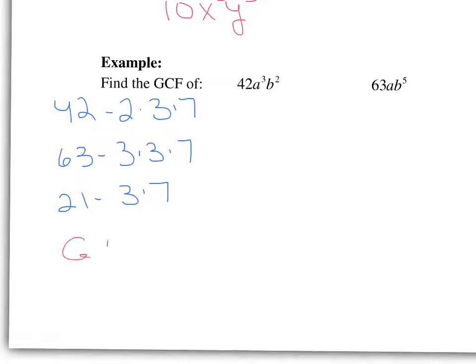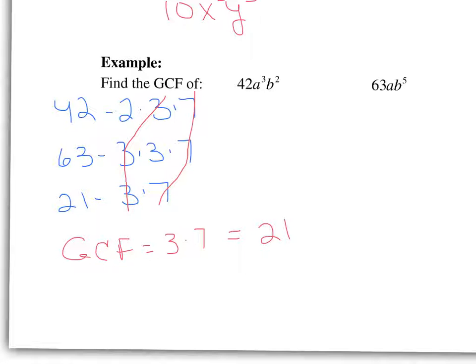So the GCF, what do we see in common? We see all three lists have at least one 3, and all three lists have at least one 7. So the GCF of the coefficients is 3 times 7, or 21.